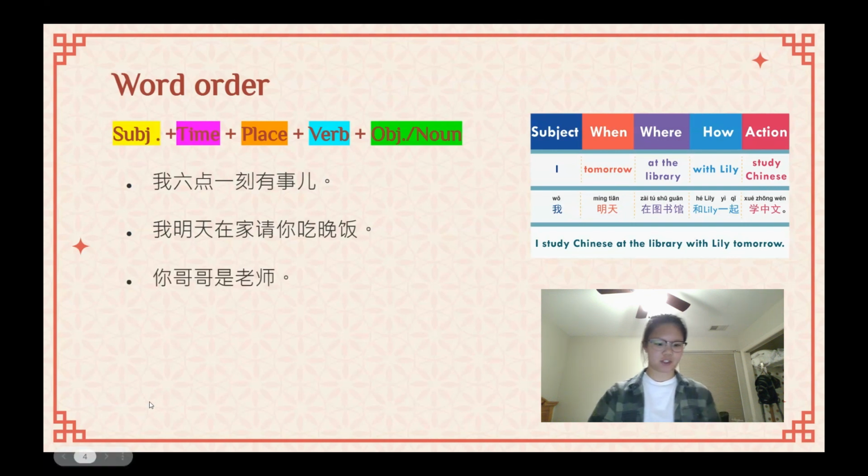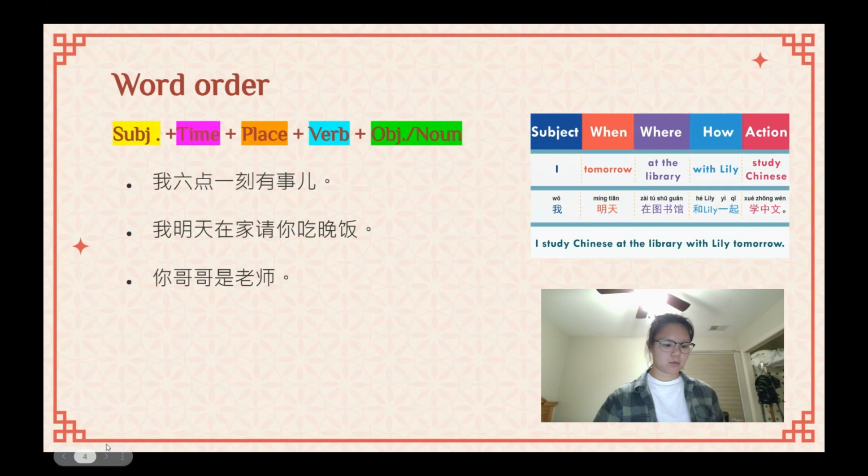This sentence is a good example of having every single part of that word order. This next sentence again doesn't have every single part of this word order. 你哥哥是老师. 你哥哥 is that subject, your older brother. 是 is the verb. 老师 is the object noun. So your older brother is a teacher. 你哥哥是老师. It's still following that subject verb object sentence structure.